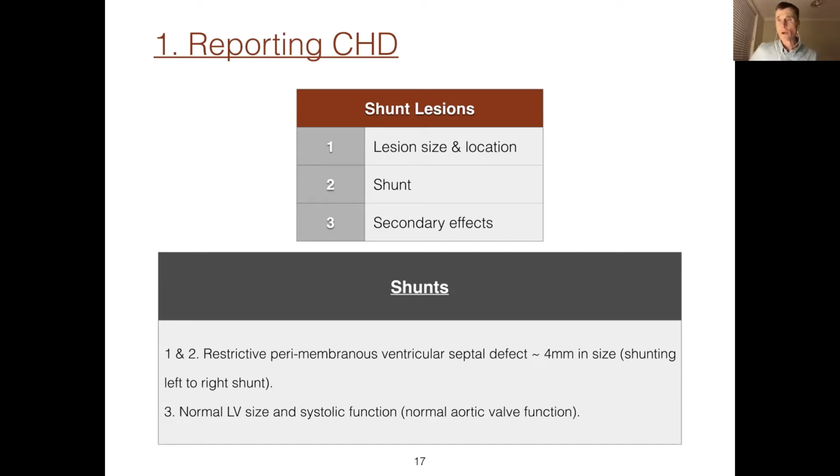One thing that you may want to mention too about some of these perimembranous lesions is whether or not the aortic valve is functioning normally, because the lesion can be very close to the aortic valve, the leaflets' motion can be impaired a little bit, and that can oftentimes cause some aortic regurgitation.